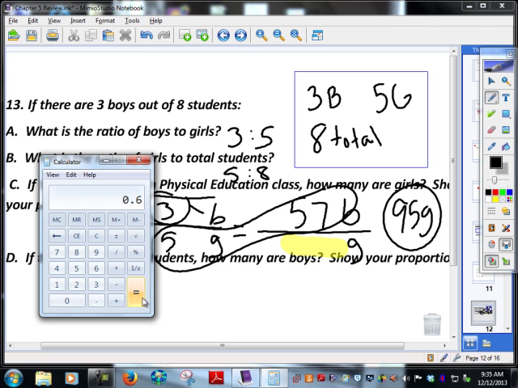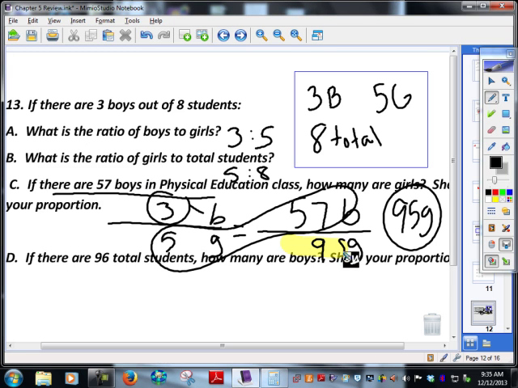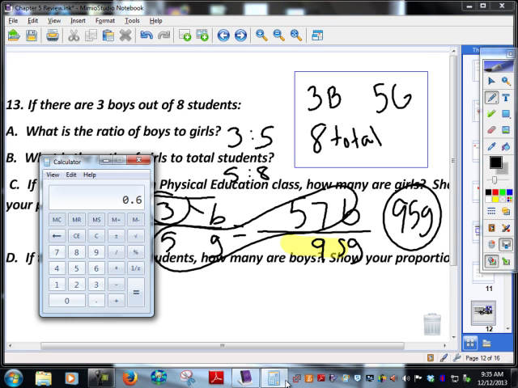Yeah. 0.6. Now let's check 57 over 95, because I know this is 95 right here. So let's do it. 57 divided by 95. It better equal what? 0.6. It better equal 0.6. If it didn't, you've done something wrong. No. 0.6. There you go.